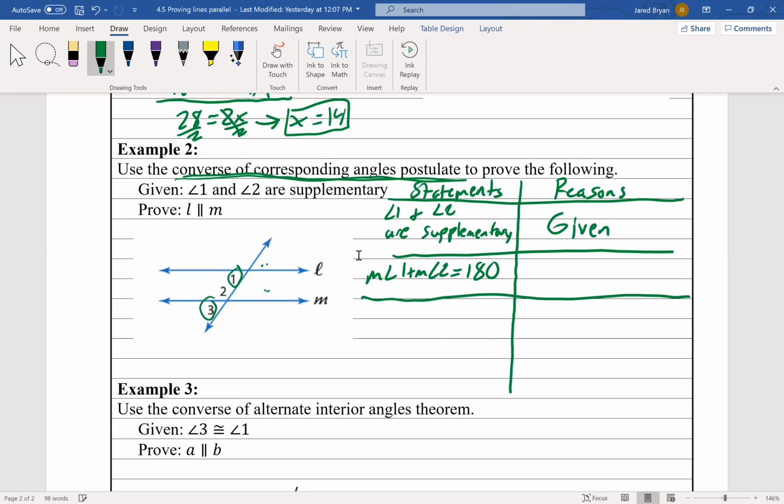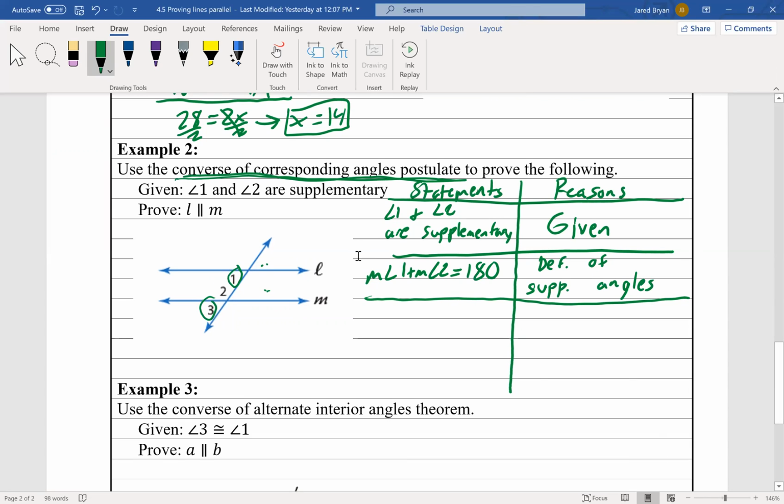Again, I'm getting in that habit of asking myself the question, what do I know from my given? All right, and what's my reason for that? How do I know that? Well, if they're supplementary, they add up to 180. That's just the definition of supplementary. Okay, so I'm going to put definition of supplementary angles. Okay, that's just what it means. It means if they're supplementary, then they add up to 180.